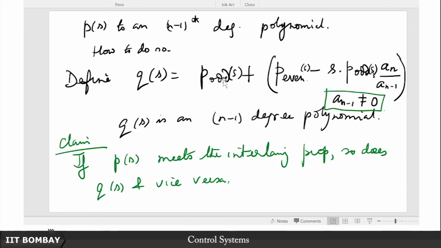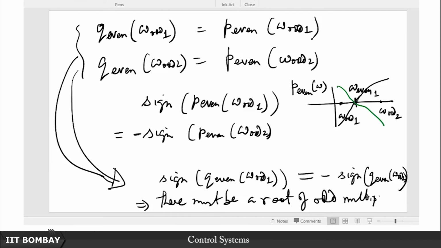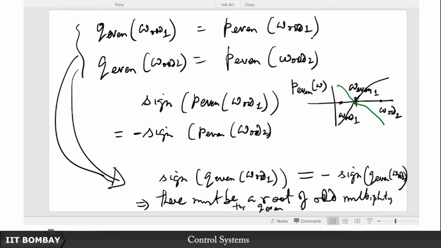So whatever is a root for the odd part of P is a root for the odd part of Q. So now what we see is that between two roots of the odd part of Q, the sign of the even part changes. So this then leads us to conclude there must be a root of odd multiplicity for Q even between two roots of Q odd.